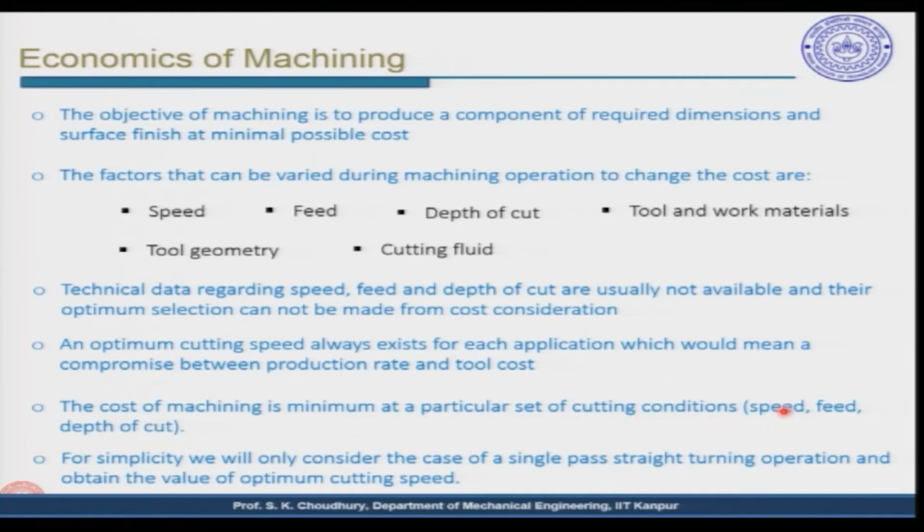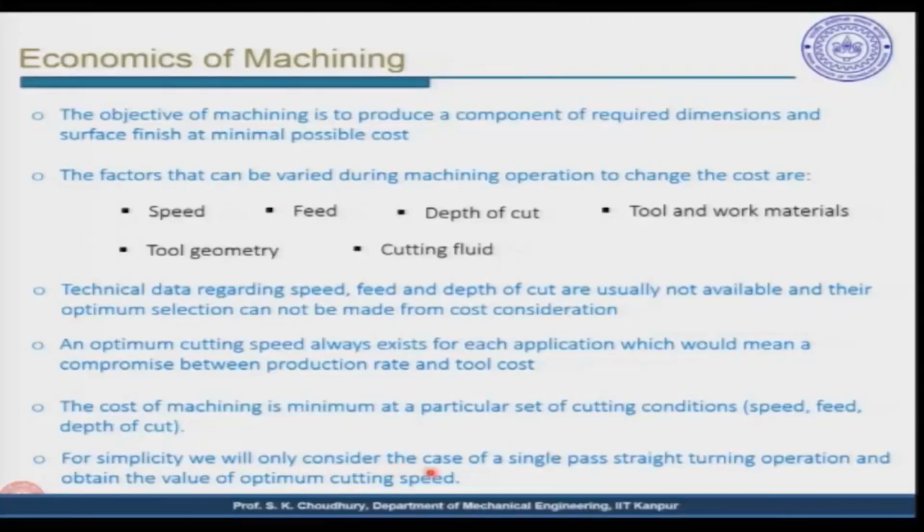So, it is not only the speed, but speed, feed and depth of cut, and when their values are at an optimum level, then the cost will be minimum, and that is the idea of the economics of machining. For simplicity, we will only consider the case of a single pass straight turning operation and obtain the value of optimum cutting speed. However, you understand that the optimum cutting feed and the optimum depth of cut can also be found out. But here, for simplicity, let us explain how to get the optimum value of the cutting speed.